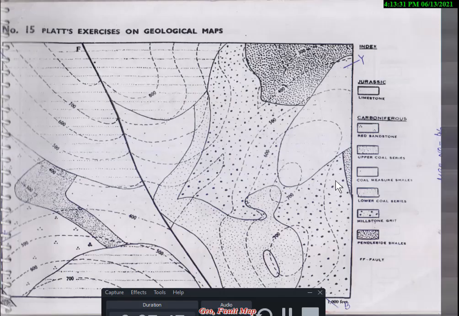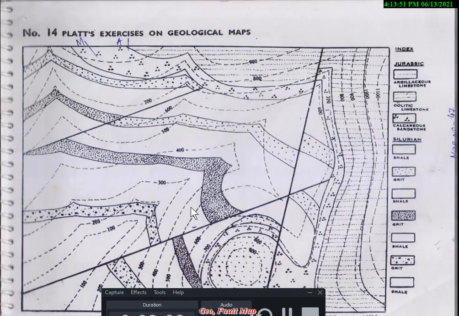Okay, see, this is another fault line, F, a straight deep black line. You see this bed suddenly disappears here on the left side. This is the left portion of the fault, and it appears here in the right portion. So it is also a fault line.